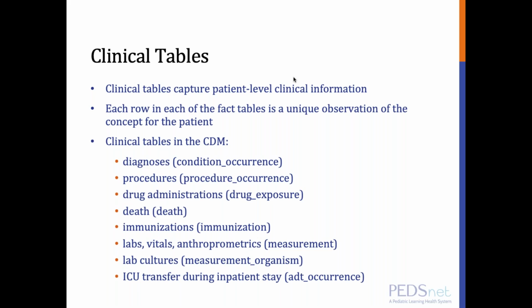So these clinical tables capture information, like I said, about the patient experience in the healthcare system. And each row in each of the fact or clinical tables is a unique observation of that concept for the patient. For example, some of the tables that we have in the data model are the condition occurrence table, which is diagnoses, and you'll see we also have a table for procedures and drug administrations, immunizations. So these are the different tables where you'll really find that clinical information about the patient.